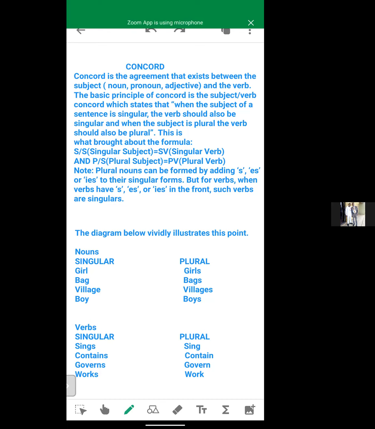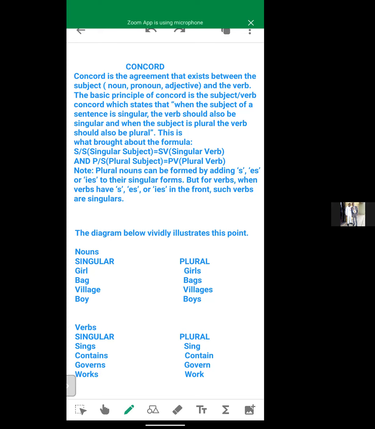They eat rice to school every day. They is the pronoun there, and it is plural in nature. So the verb that must be attached to it must also be plural in nature. So that is why it is they eat instead of eats. They eat. Eat is the plural form of eats. So that is an example.